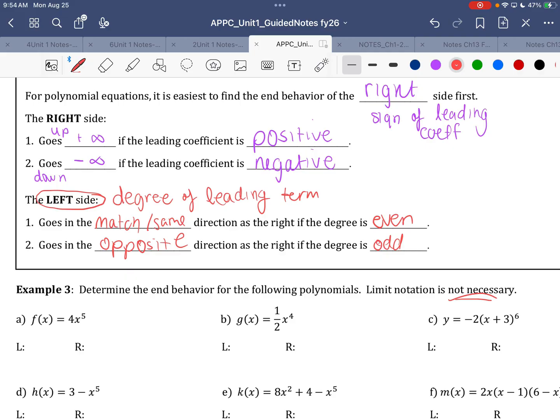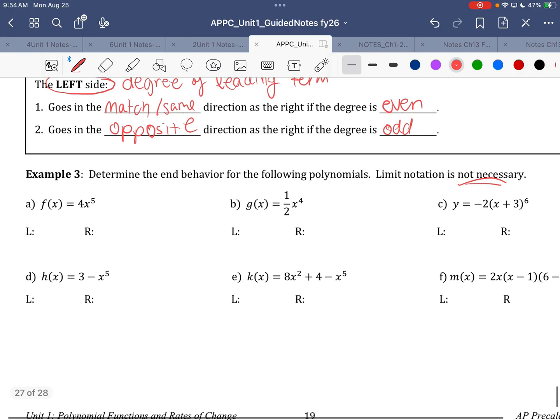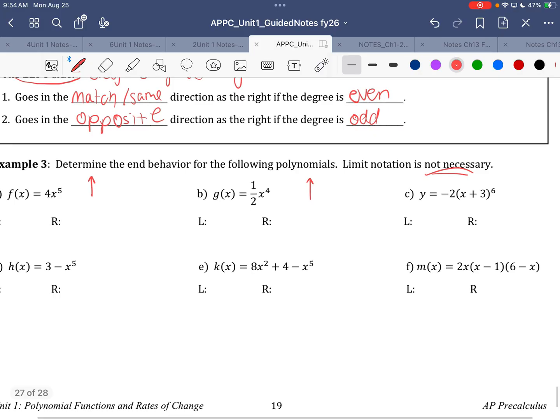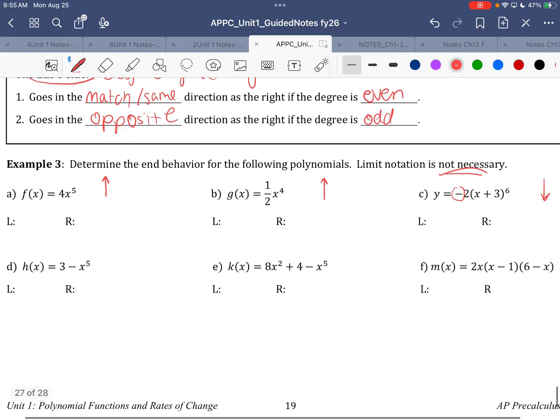Okay, so looking at this one, we have a positive, so my right branch is going up. B is also positive, so my right branch is going up. What's on C? What am I going to do? Right branch is going down because it's negative. Okay, then on A, let's think about the left branch. We got odd degrees, so what should the left be doing? Opposite, so we're going down.